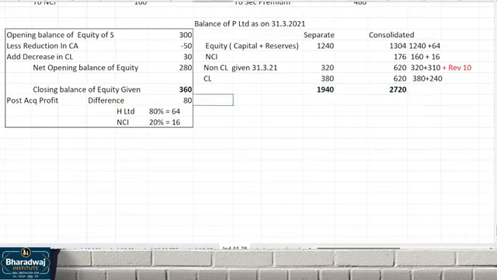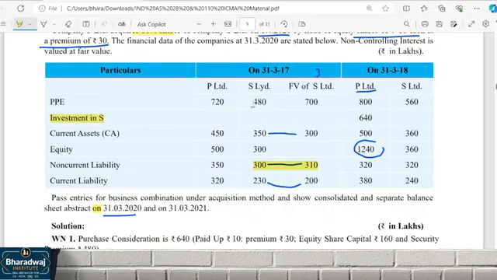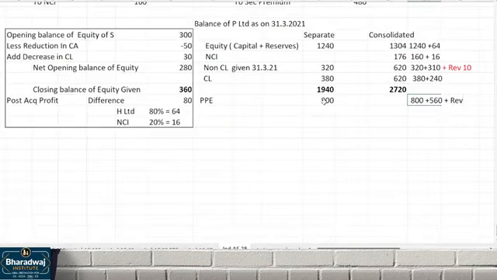Then plant property equipment. What is plant property equipment? In the separate balance sheet, only S will come, 800. For the consolidated balance sheet, 800 plus 560 plus the revaluation. We revalued the opening balance from 480 to 700. How much extra? 220. So this will be 800 plus 560 plus 220, that is 1580.